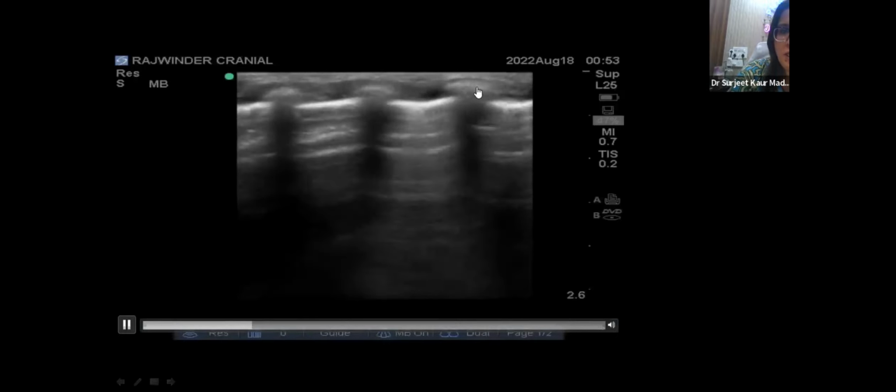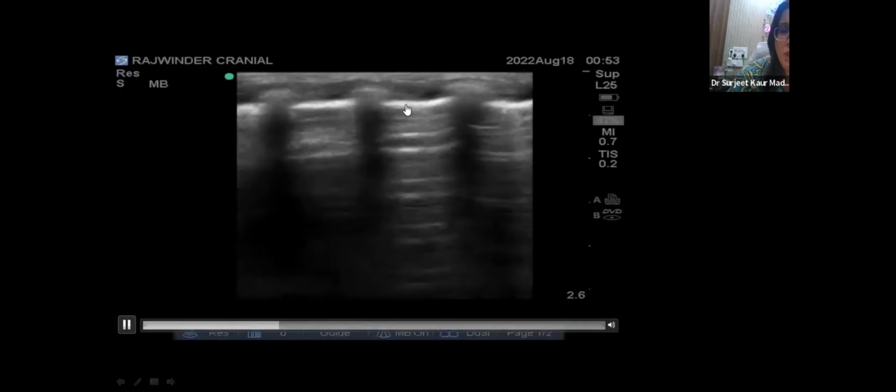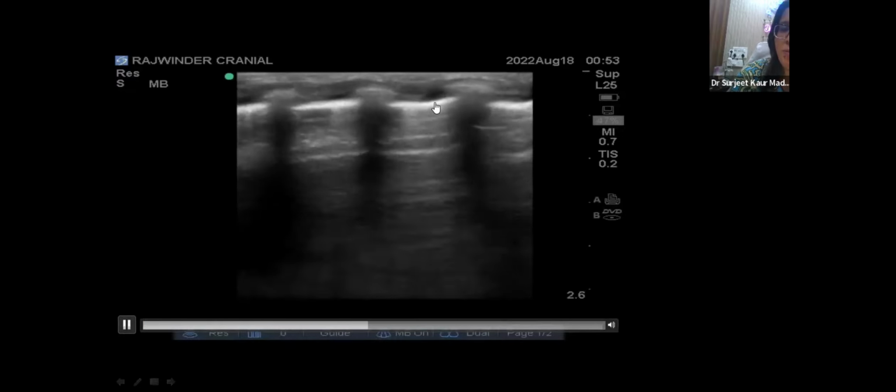See, these are the ribs. This is a pleural line. And this movement, I hope you can appreciate the movement of this line, the shimmery movement of this line. It is moving synchronizing with the respiration. This movement is called lung sliding or pleural sliding.